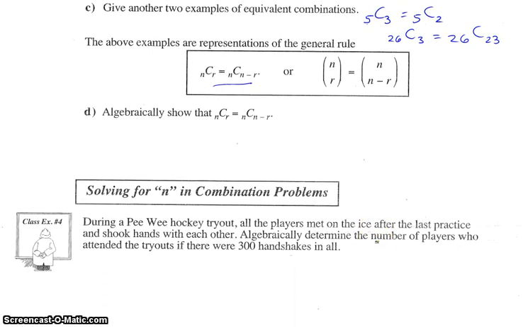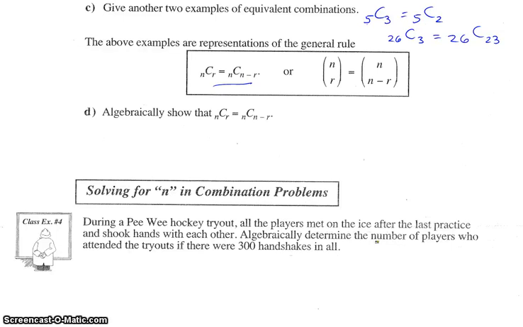Example number 4. During a Pee-wee hockey tryout, all the players met on the ice after the last practice and shook hands with each other. Algebraically determine the number of players who attended the tryouts if there were 300 handshakes. So let's think about this, another situation that's a little simpler. Let's say we had 5 people in the room and we wanted to figure out how many handshakes could be created. Well, we would have 5 people to choose from, and to create a handshake we'd need 2 people to shake hands. So that'd be like 5 choose 2.